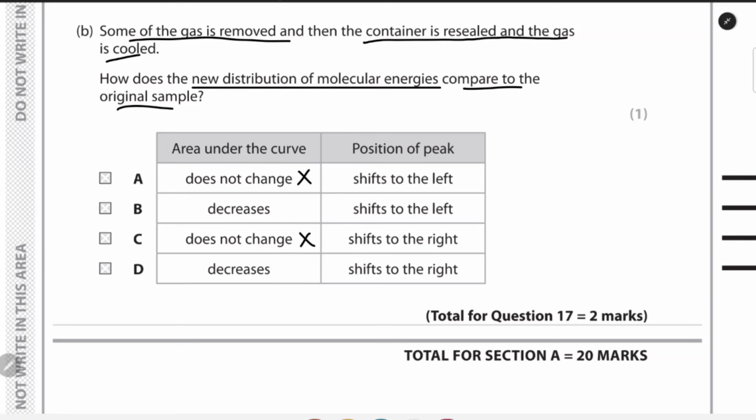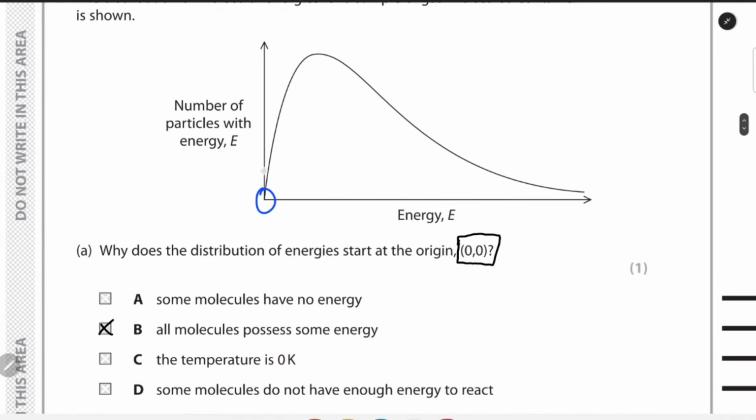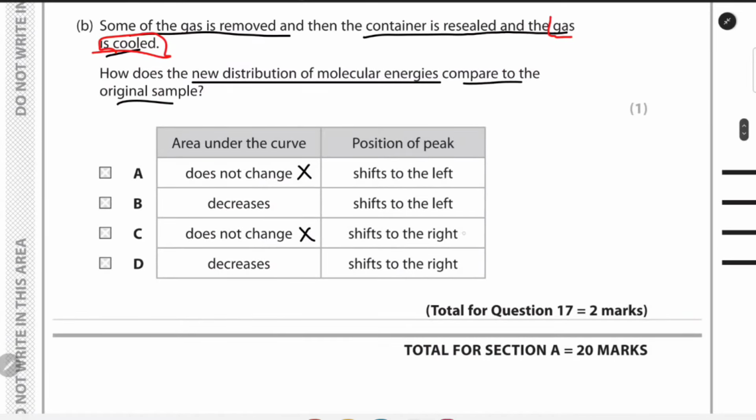Now we are also told that the gas is cooled. So if the gas is cooled, the energy will decrease. So the peak will shift to the left. So something like this. The total area will be less than before and the peak will be shifted to the left. So something like this or like this. So B is the answer.